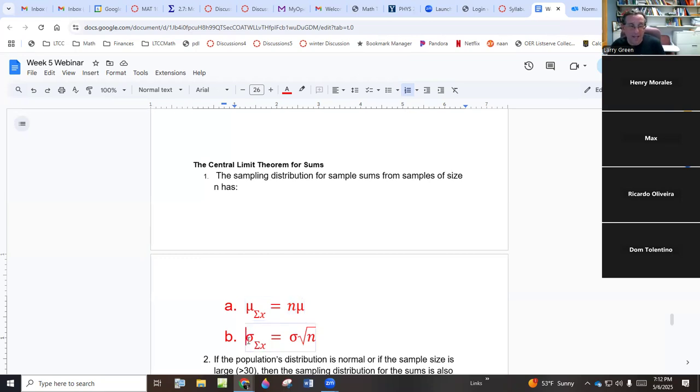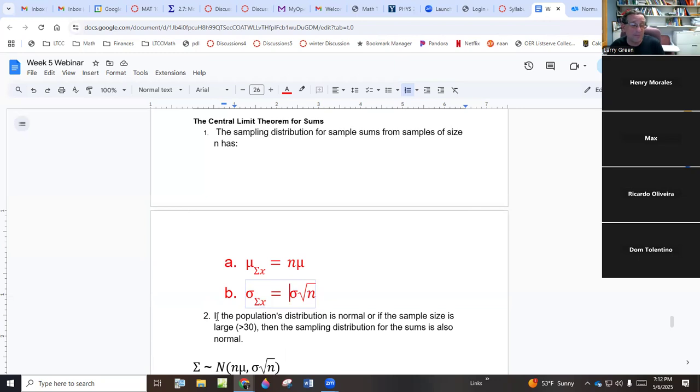And the standard deviation of our sums, instead of sigma over root n, is sigma times root n. You may or may not know this from algebra, but if you take sigma over root n and multiply by n, you actually get sigma times root n. So that's the reason why that works. Any questions on this?